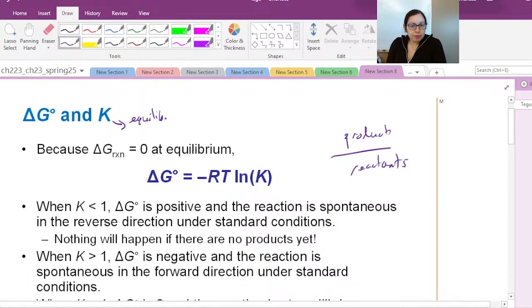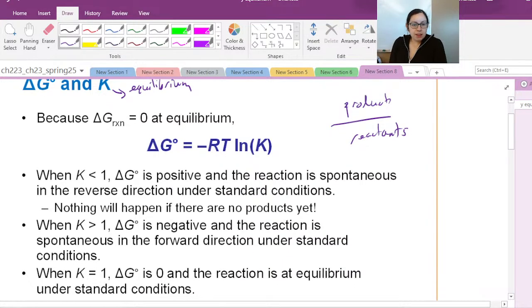And okay, so if K is less than 1, it's saying that it's going to be favoring the reactants. And delta G is positive, so that's saying that it's non-spontaneous. The reaction would then be spontaneous in the reverse direction. Though nothing would happen if there were no products, because then it would not be able to go backwards.